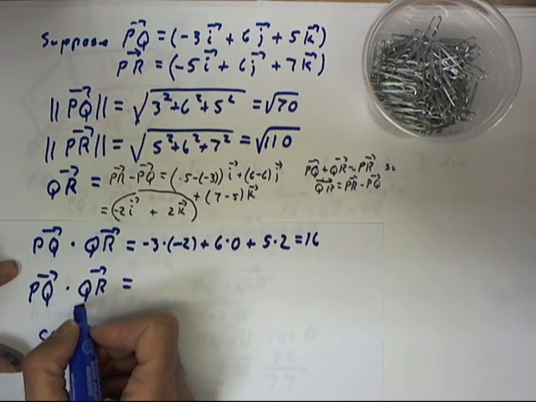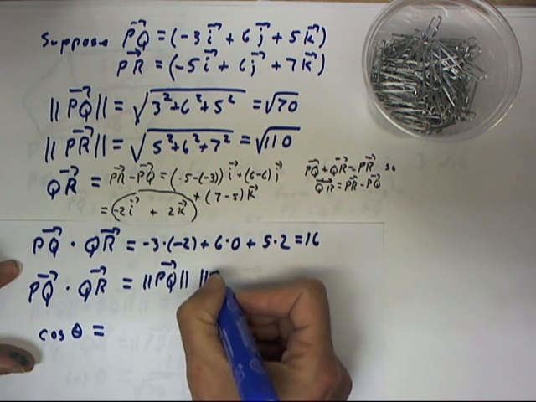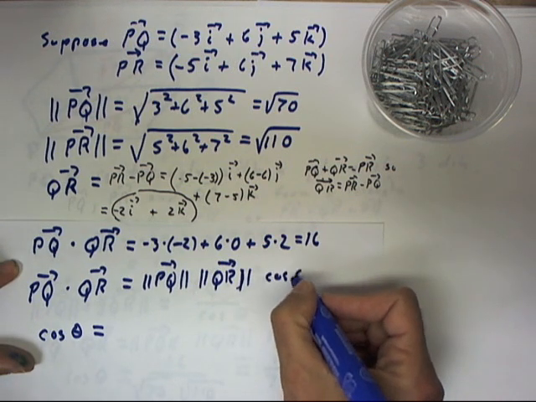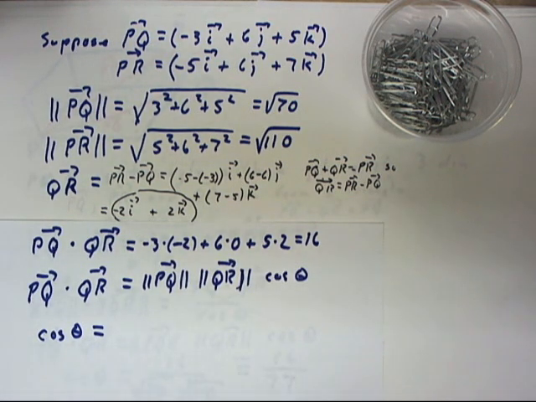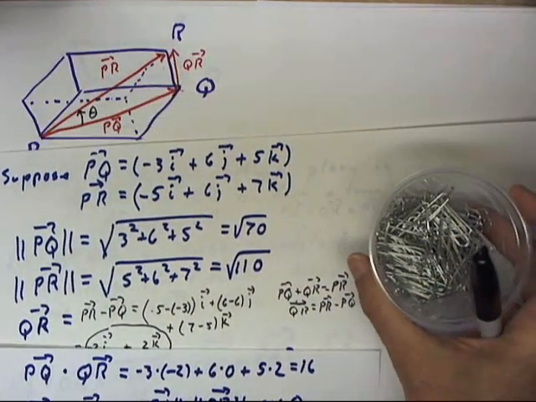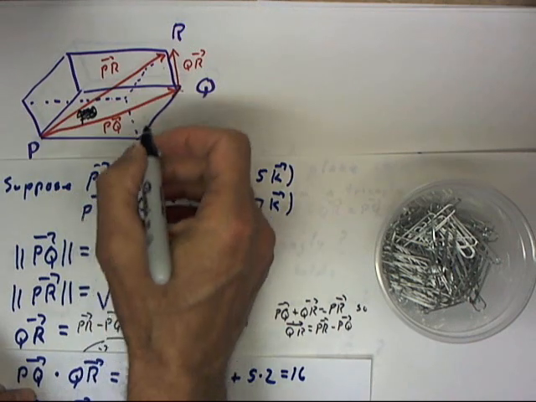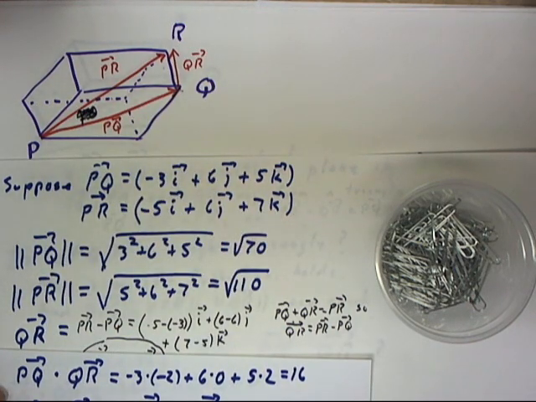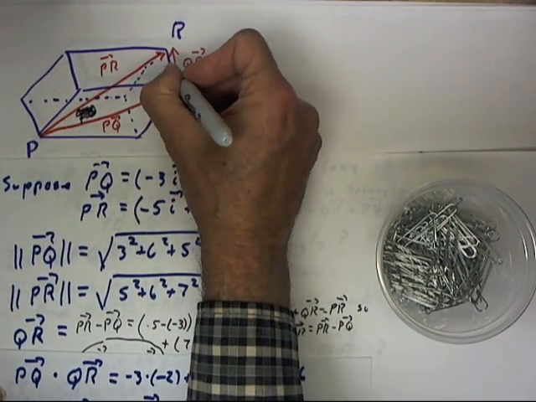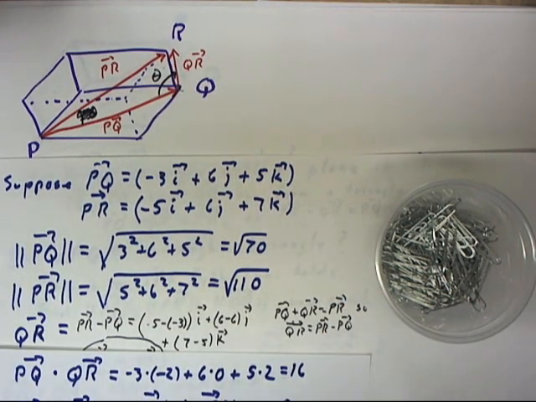Now, we also know that PQ dot QR equals the magnitude of PQ times the magnitude of QR times the cosine of theta, where theta is the angle between the 2 vectors. In this case, let's take a peek back at our original picture. I have theta mislabeled here, so I'm going to cross that out. Theta is the angle, in this case, between PQ and QR. PQ is here, QR is here, so right here is our angle theta. We're going to try to find the cosine of this angle.